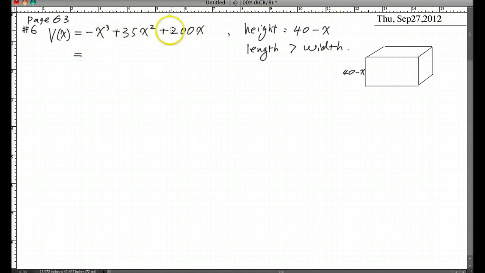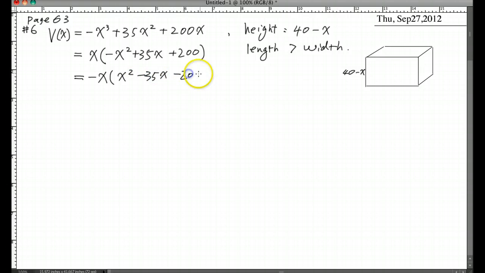It's easy, you can tell it's easy to factor the x. You get an x times negative x squared plus 35x plus 200. And this is the quadratic to factor. It's not difficult to factor them. But if you're not used to dealing with the negative sign, you can factor the negative one outside. So you get the negative one in front of the x. You get a negative x, and then you get x squared minus 35x minus 200.